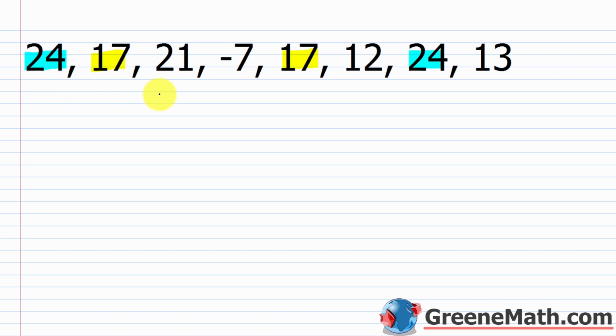So in this case, we have 2 modes. So we would say there are 2 modes: 17 and 24, right? They each occur twice, whereas every other number only occurs once.